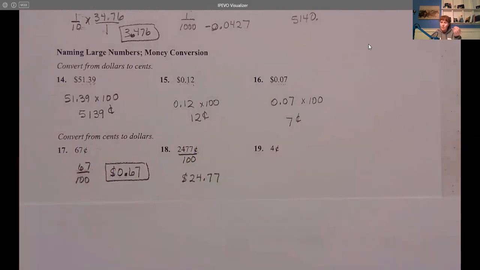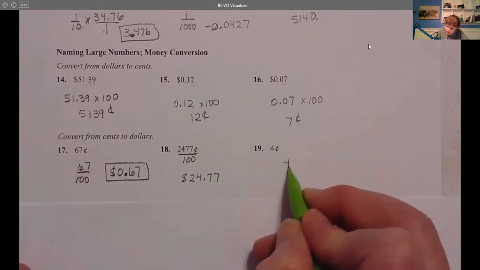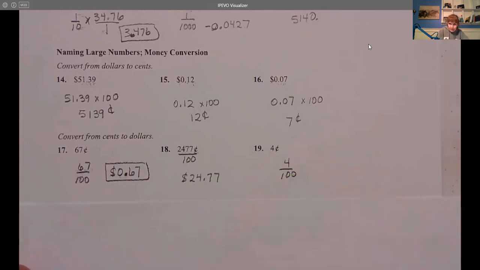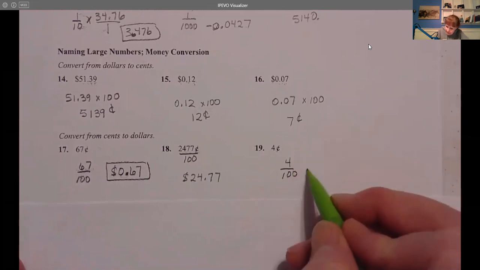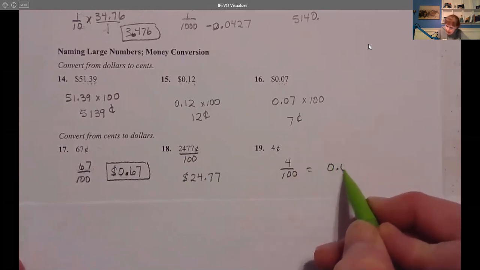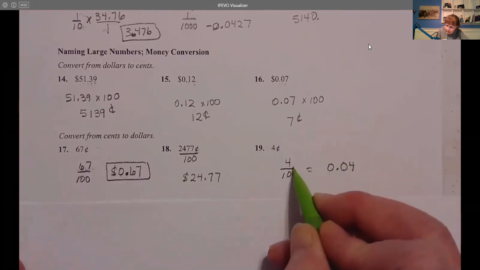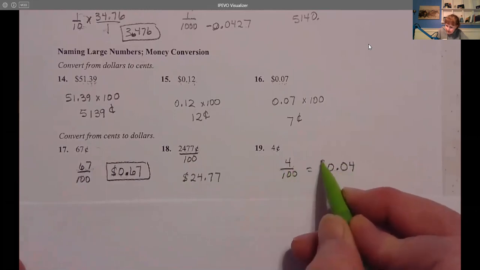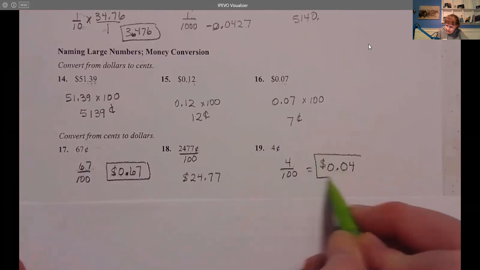$24.77. If you had 2,477 pennies, you have $24.77. Okay, what happens if you have 4 cents? How many dollars? How could you write that using a dollar unit? Take 4 divided by 100. So that would give you 0.04. Move it to the left twice, and it's $0.04.